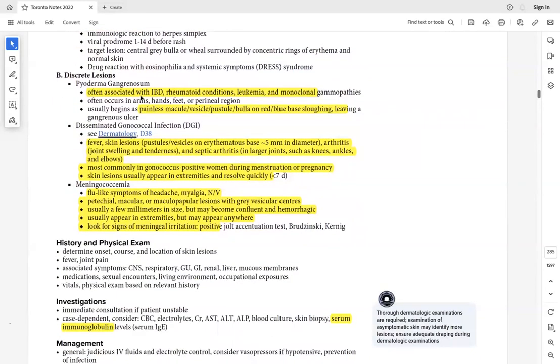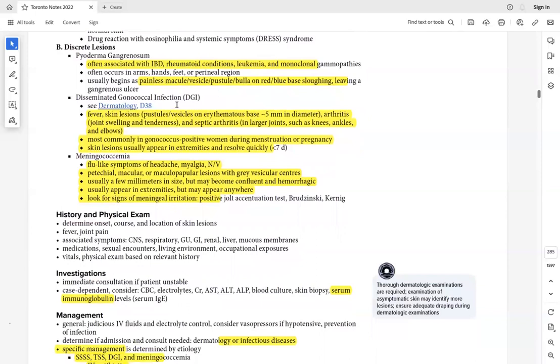Pyoderma gangrenosum, the patient will have a history of rheumatoid arthritis, inflammatory bowel disease, leukemia, or be an immunocompromised patient. They will present with painless macules, bulla, pustules, sloughing of the base, and a gangrenous ulcer. They will have a history of IBD. On physical examination, you will just see some ulcer in any part of the body, most probably in the lower extremities, and the patient didn't bother about it because it was painless.